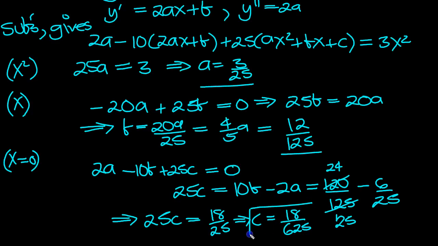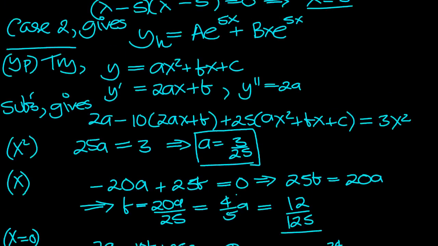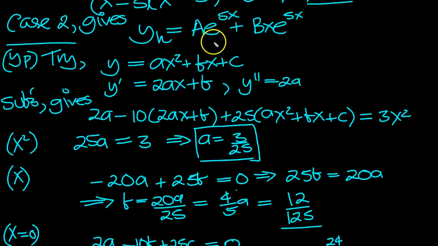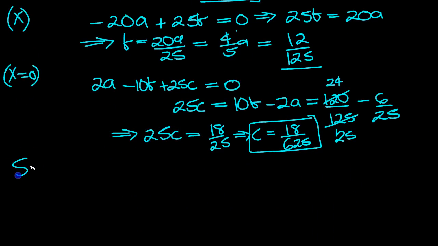So I'll put that in the box. There's c. There was b, and here was a. I'll put this one in a box as well. So we know the values of a, b, and c now. So we know yp. So we can write down the final solution now then. Here's yh, A e to the 5x plus Bx e to the 5x. So let's write down our answer then.